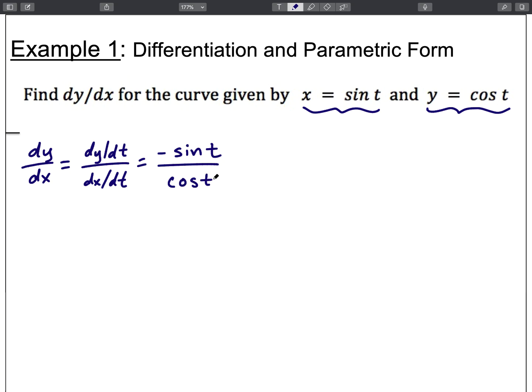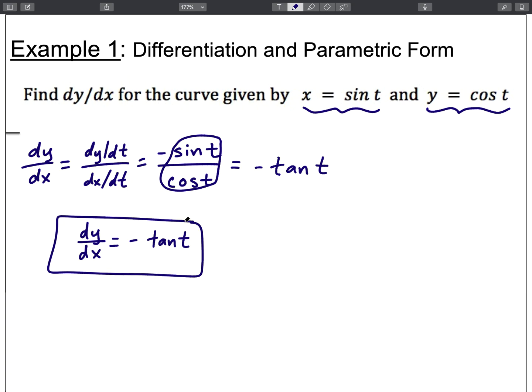So then if I was you, I might try to simplify this. Well, I see a sine over cosine. I know that it's negative. I know sine over cosine is tangent. So because there's a negative out front, this is going to be negative tangent of t. So to sum up the first piece, dy/dx is equal to negative tangent of t. And that would be dy/dx. In this case, that would be the answer for the first piece.